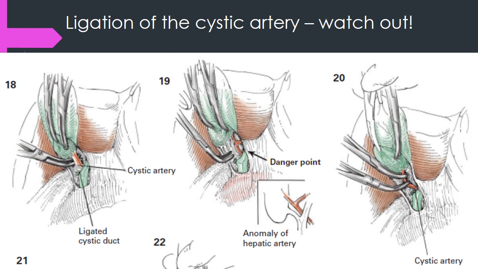If this does happen and you apply a ligature on the hepatic artery, the right liver would be losing its blood supply. And once the right side of the liver loses the blood supply, it's not a very nice consequence. So be a little extra careful at the Calot's triangle while ligating both the cystic duct and the artery, for reasons already explained.